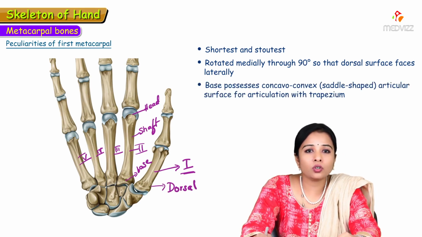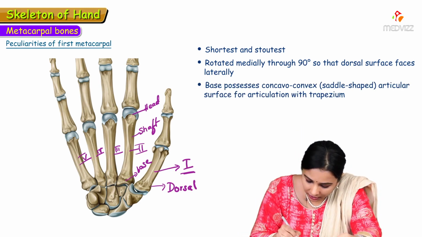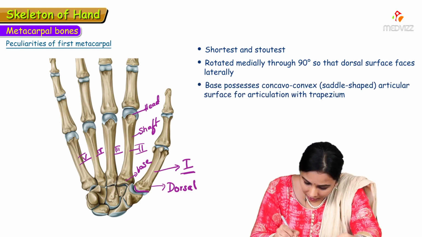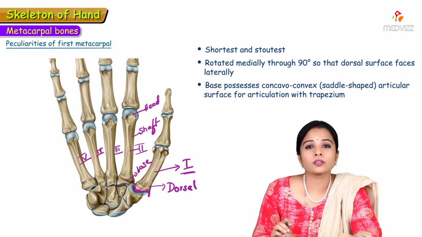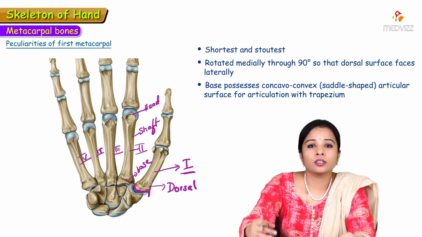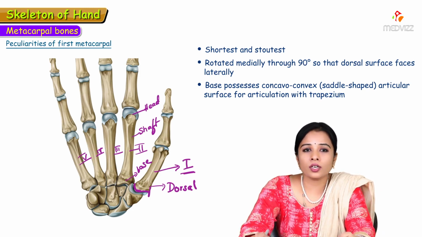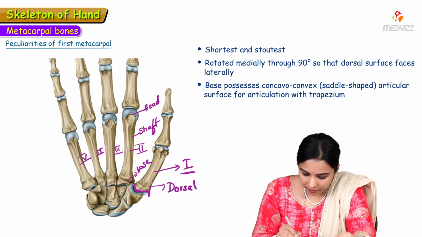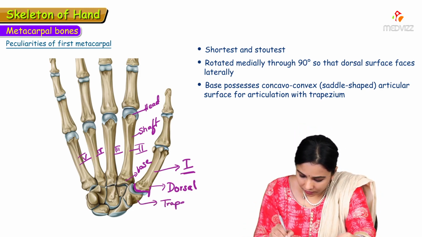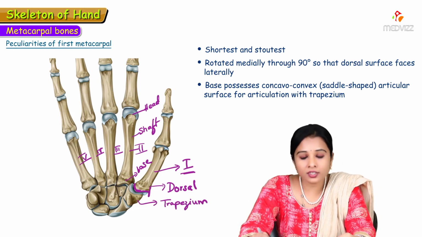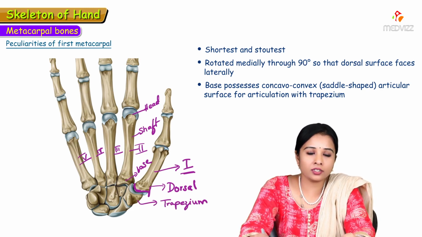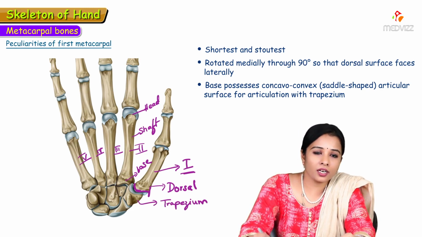Its base possesses a concavo-convex saddle-shaped articular surface. So you can see here it is not like other metacarpals, it is concavo-convex. So it makes the saddle joint. It is a saddle variety of synovial joint and it articulates with the trapezium to form a saddle joint. Because of the saddle joint, it has a wide range of motion when compared to other metacarpal bones.